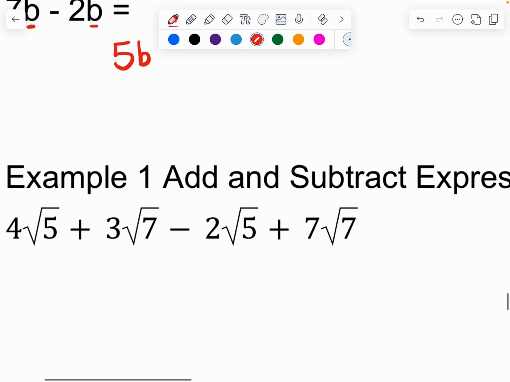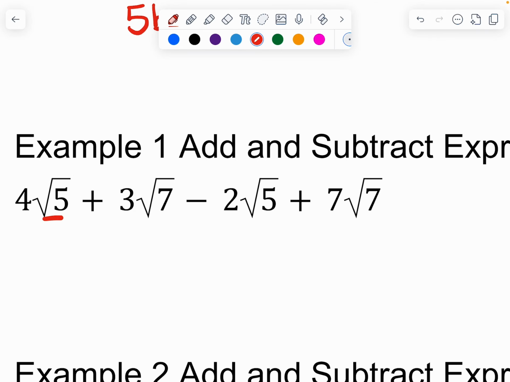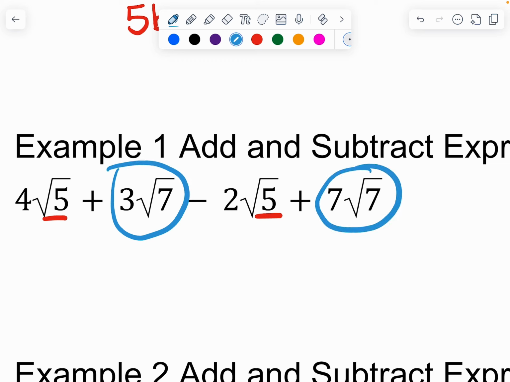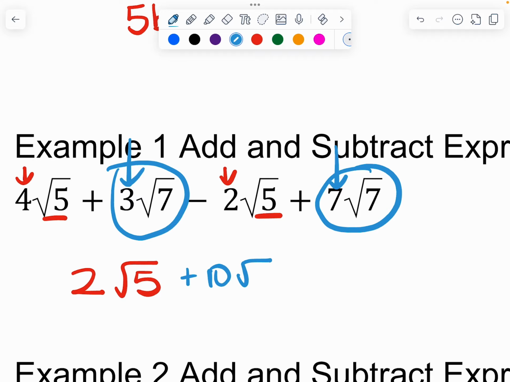Down here, this has a 5, this has a 5. This has a 7, this has a 7. So I combine like terms. 4 minus 2. It's going to get 2 radical 5. Then I look at the coefficients here. I have 3 and I have 7. Plus 10 radical 7.